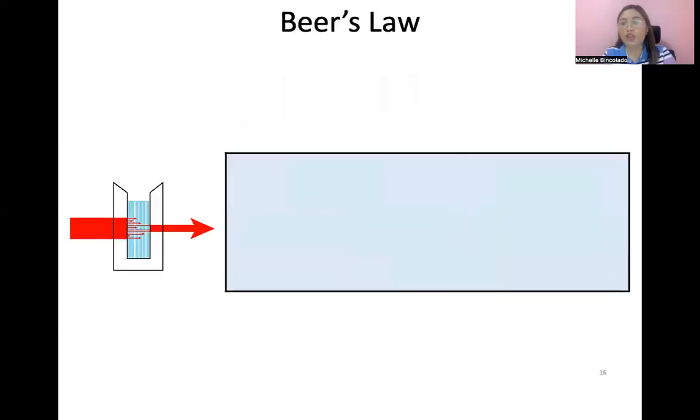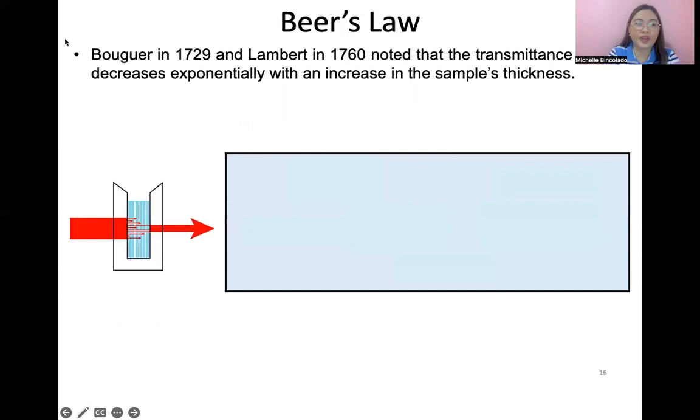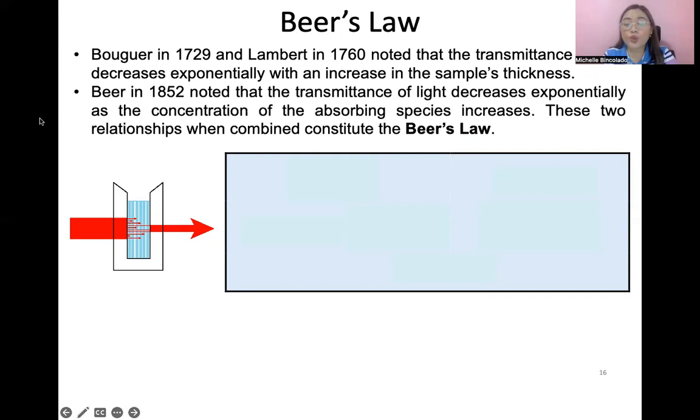Okay? So, guys, ito na ngayon yung mathematical part ng absorption, which is about Beer's law. Ito, guys, ang history niyan. Bouguer in 1729 and Lambert in 1760 noted that the transmittance of light decreases exponentially with an increase in the sample's thickness. Then, in 1852, Beer noted that the transmittance of light decreases exponentially as the concentration of the absorbing species increases. These two relationships, when combined, make up Beer's law.